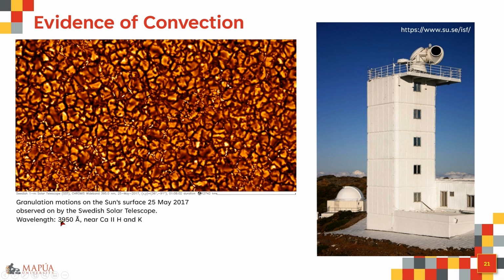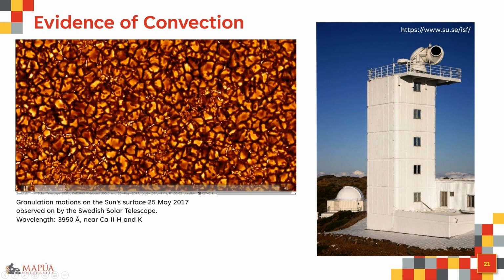This was observed at the 395 nanometer wavelength. That's a UV wavelength near the spectral lines of calcium, hydrogen, and potassium emissions. The spectral wavelength is near the emissions of calcium, hydrogen, and potassium. K is potassium. If we play this video, it would look like this.